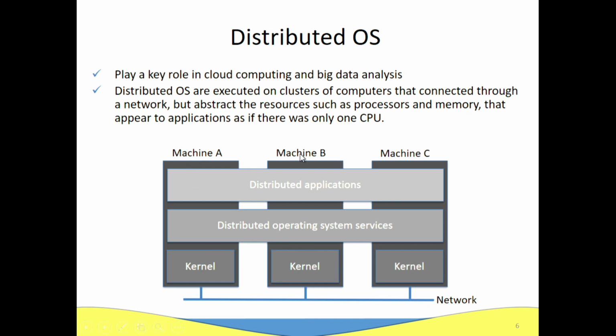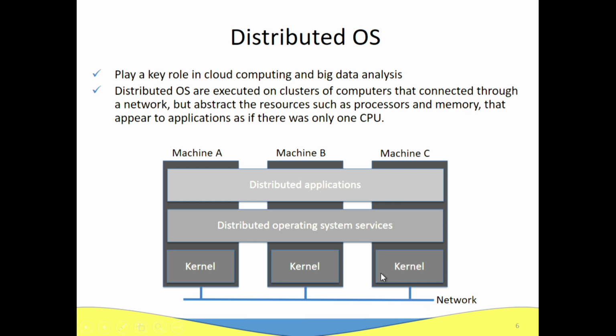Say in here, machine A, machine B, machine C. Each of them has its own memory, its own processor, its own physical resources. But the operating system makes them appear to applications as if there was only one machine. Distributed operating systems are executed on clusters of computers that are connected through a network.